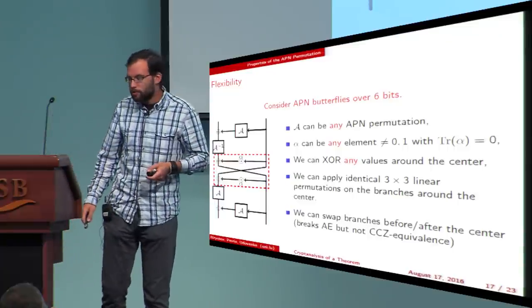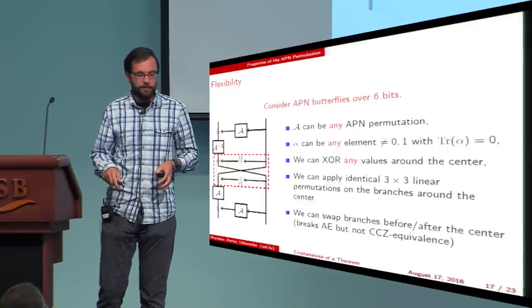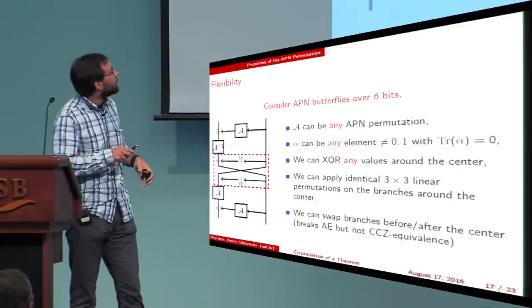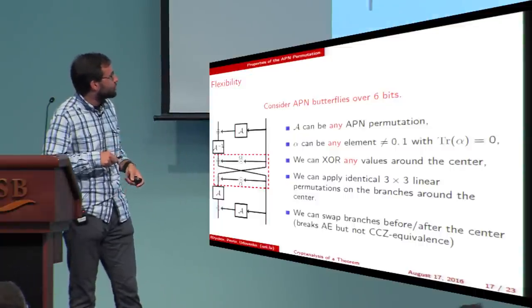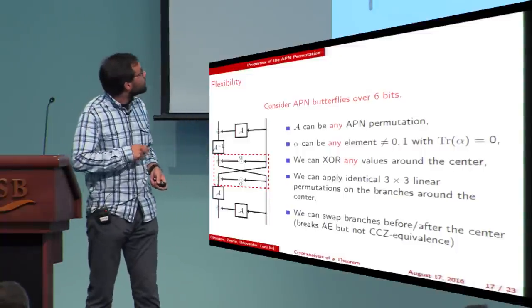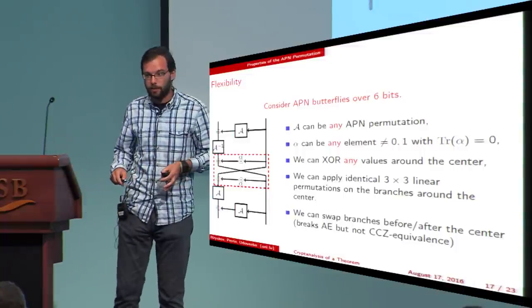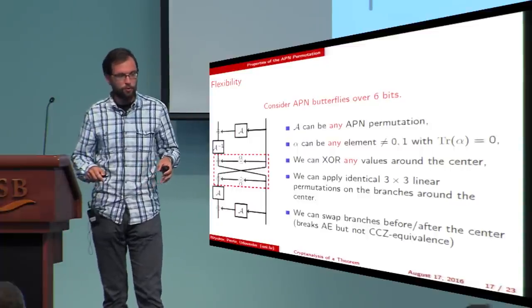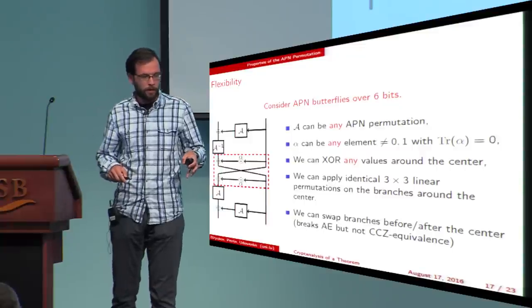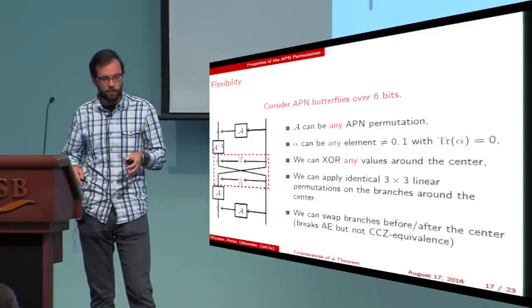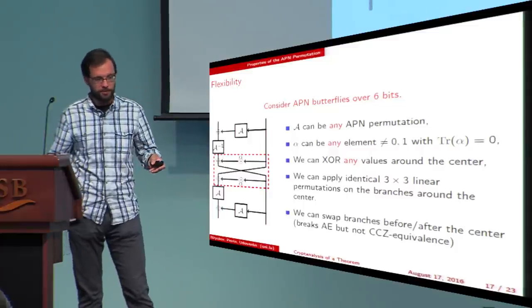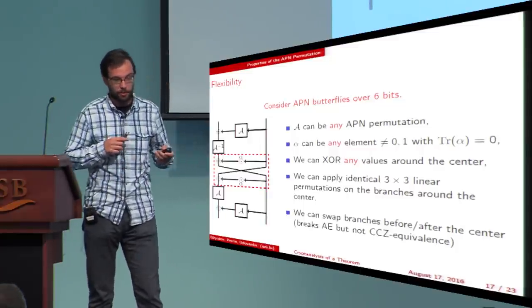The first 4 transformations preserve affine equivalence. That is, applying these transformations is equivalent to applying some affine mappings before the structure and after the structure. But the last transformation, adding swaps before and after, breaks affine equivalence. That is, we obtain 4 different affine equivalence classes of this APN permutation. But the CCZ equivalence is still preserved. So from the point of view of CCZ equivalence, it's still the same S-box as Dillon's permutation.